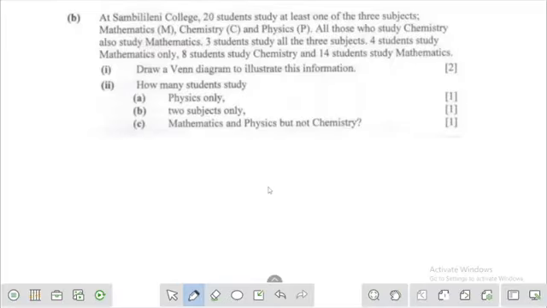Good day viewers, welcome to another mathematics presentation. So in this presentation I want us to answer this question right here. This is a question that came in mathematics paper 2 for 2018.